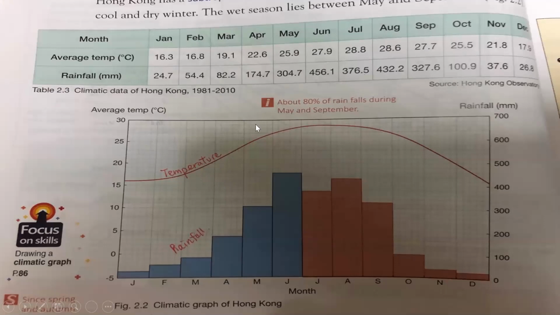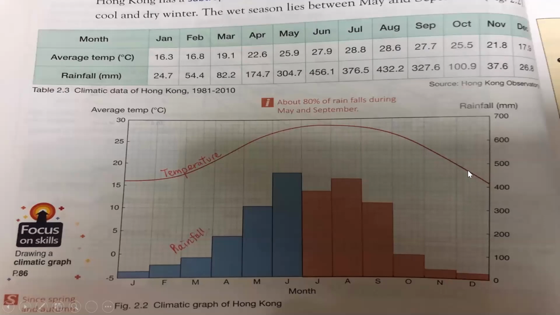May, 25.9 here. And then you see June is 27 here. July, 28. August, 28. And then September, 27. October, 25. It begins to fall. Okay, November, 21. December, 17 here.